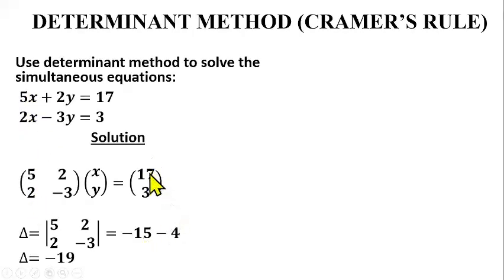So that means this column matrix here will replace this column of x. You now find the determinant of that. So you have change in x to be 17 and 3, which is this column matrix. We replace this one here, you are left with this one. So you have 17, 3, then 2 and minus 3, which is this one. So that means you have been able to use this to replace the column of x, and we now call it change in x. We now find the determinant of that.